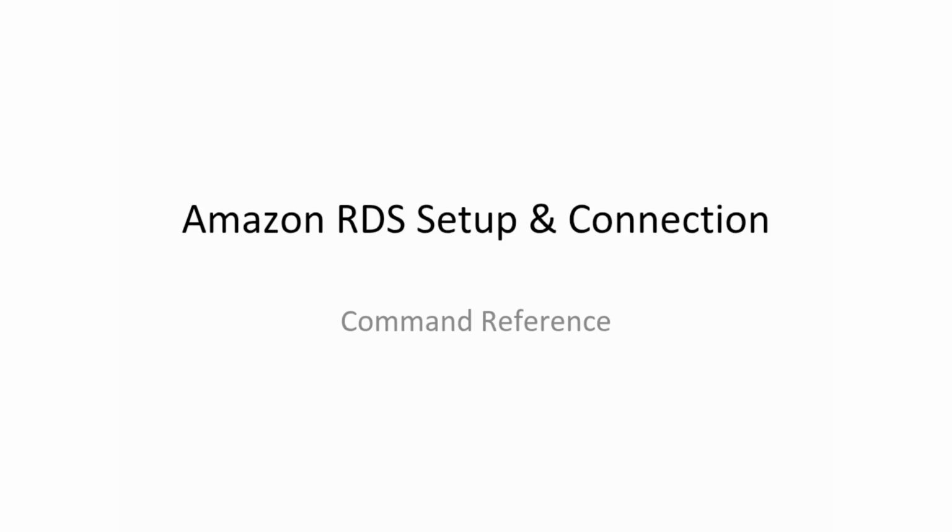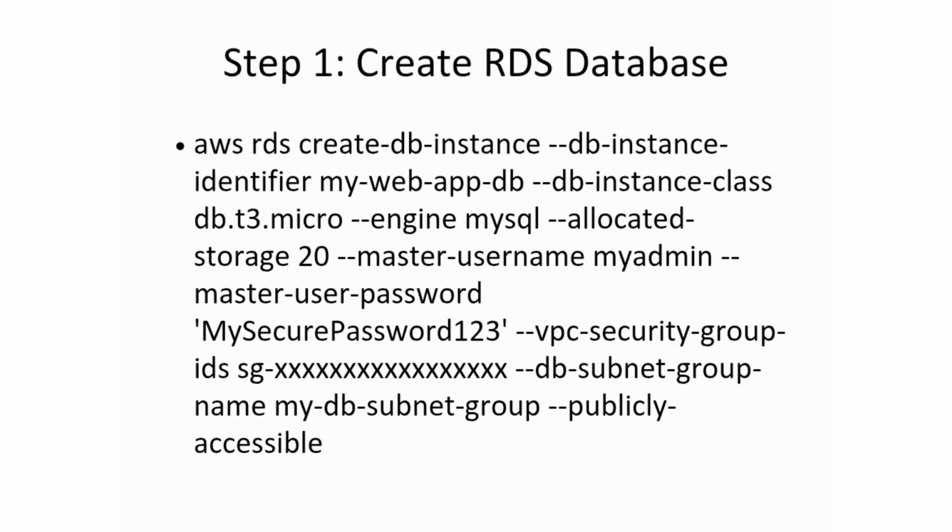Let us look at how to connect an Amazon RDS database to an EC2 instance. This guide provides a set of commands to create an Amazon RDS database, configure security, and connect from an EC2 instance and transfer data. Before that, you have to make sure that you have installed the Amazon command line and configured it on your local machine and your EC2 instance.